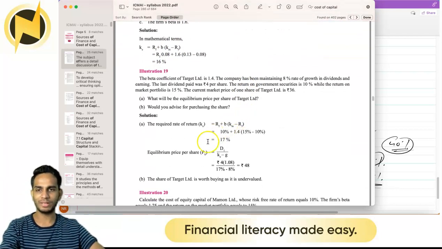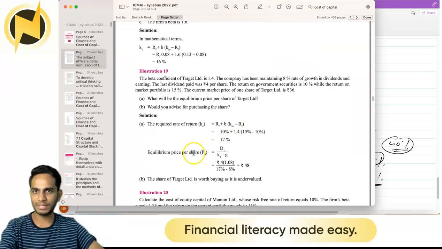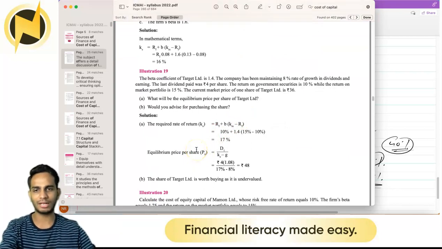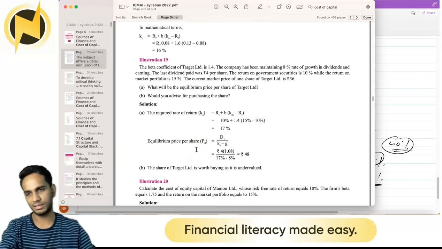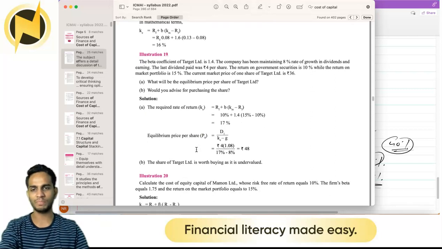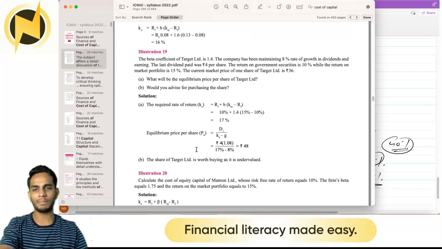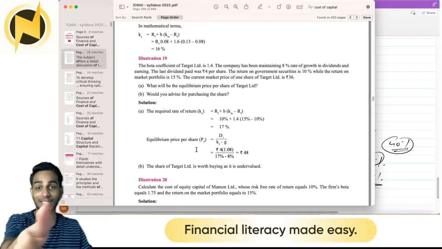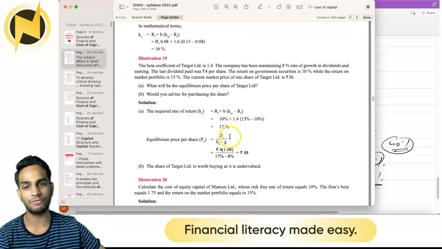Just go through this question as well. Here they have asked you to find out one more item, that is the equilibrium price. I'll be teaching how to calculate equilibrium price in the coming videos, or probably by the end of this video. So you will find out the equilibrium price as well. Anyway, I'll teach it right now itself instead of delaying it any further.